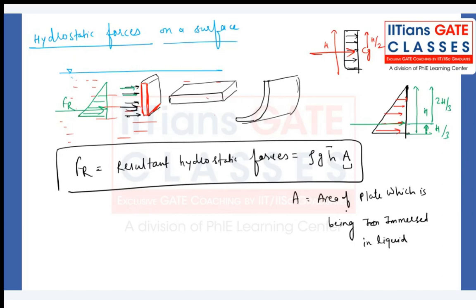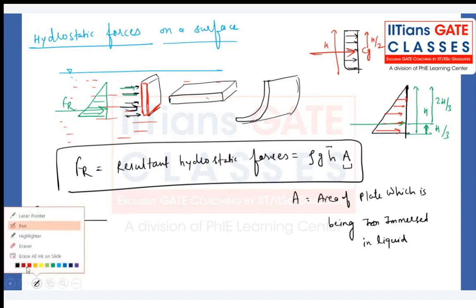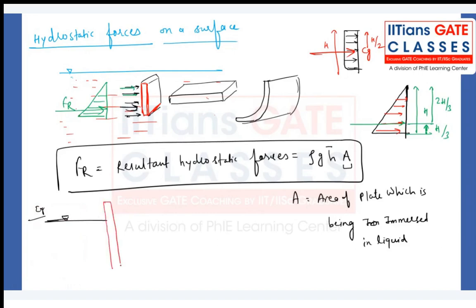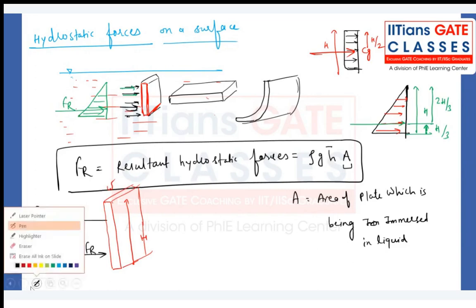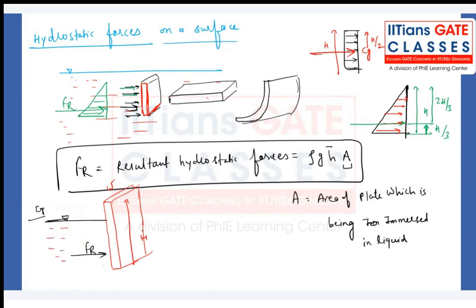Why? Because I will tell you one example where you will be shocked. There is a plate like this of capital height H, and the width will be, for example, W, and there is a liquid there. Now, if it is exerting the pressure force, let's say somewhere here, right? Now, what area do I need to take? And let's say the height from here to here is small h. I will tell you each and every term, do not bother about that, right?